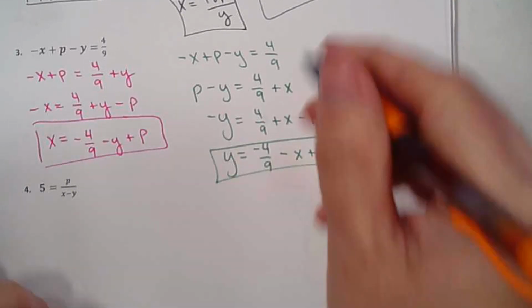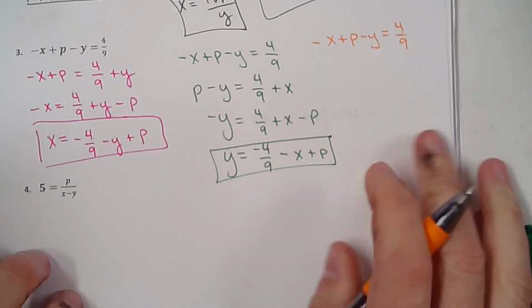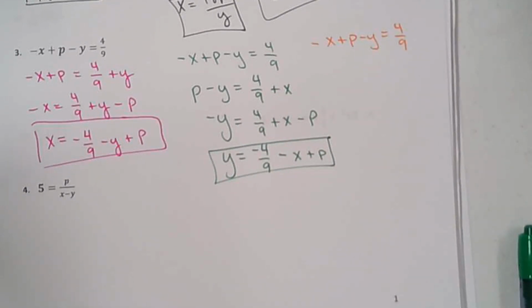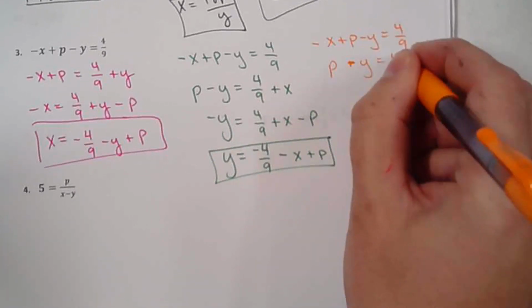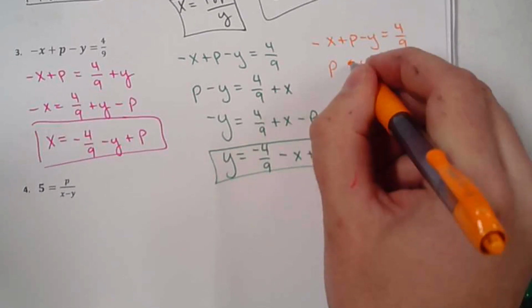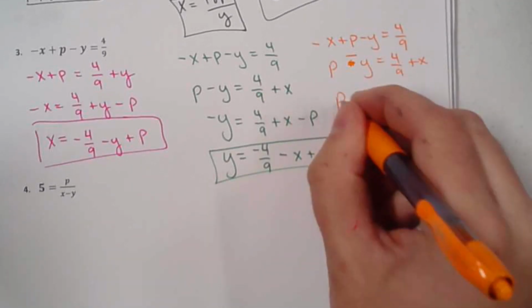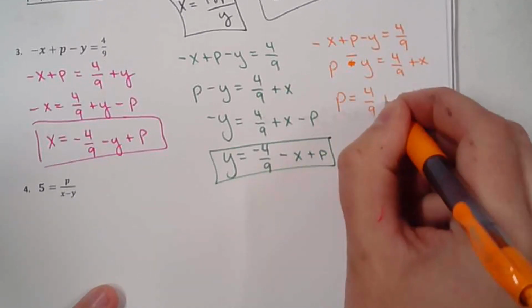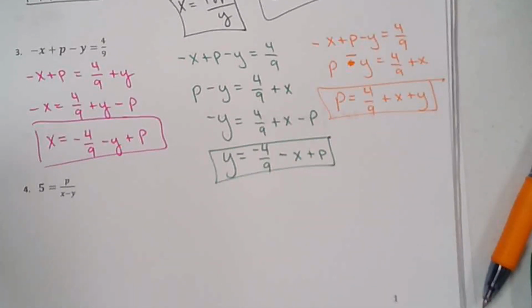Last but not least, let's get p on its own. So negative x plus p minus y equals 4/9. Let's move the x over first. How do we do it? Add it. So we get p minus y equals 4/9 plus x. Now again, we're trying to get p on its own. So how do we move that minus y over? Addition. Plus x plus y. P is on its own.